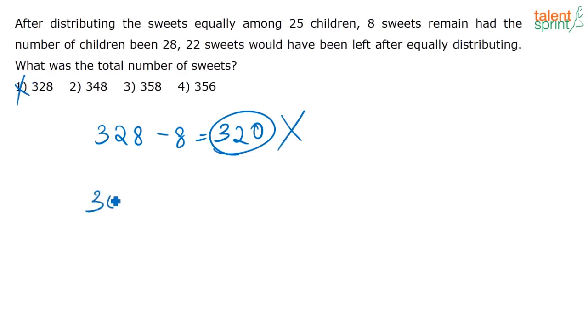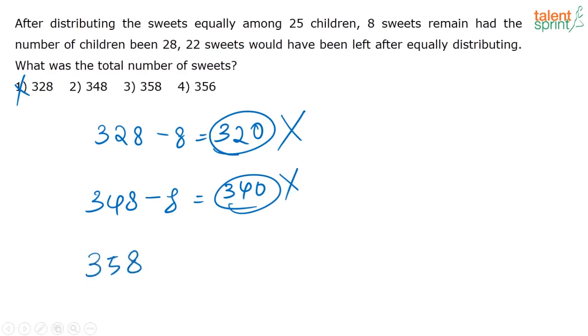Similarly, take the option 348. Now 348 means if I am again dividing this among 25 children, I am getting 8 chocolates remaining. So 348 minus 8 is 340. So this 340 chocolates I should have divided equally among 25 children. Is this number possible? 340 by 25? Again, not possible.